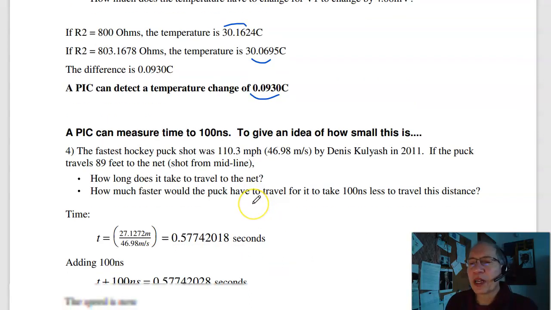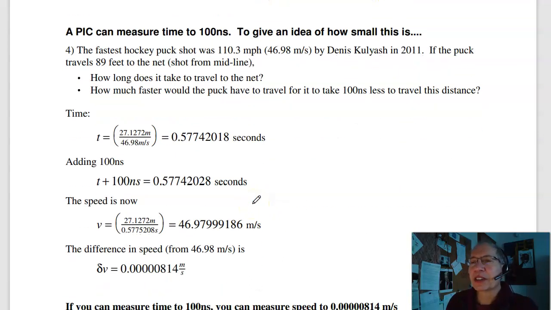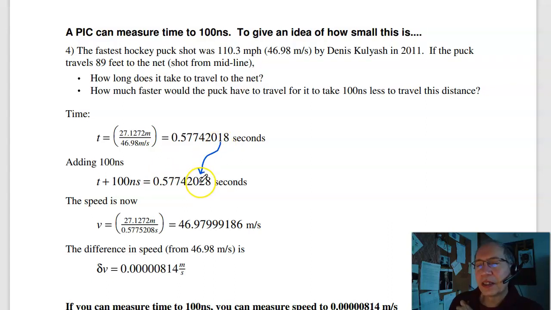Problem 4 is I can measure time to 100 nanoseconds. What is 100 nanoseconds? Well, if you take the world's fastest slapshot, that was 110 miles an hour, or 46 meters per second, the time it takes to travel from midcourt is 27 meters over 46.98 meters per second, which gives you 0.57 seconds. If I add 100 nanoseconds to it, let's see, one of these numbers changes. 1, 2, 3, 4, 5, 6, 7. This number changed. It went up by 1. That's the smallest time change the PIC can see, 100 nanoseconds.